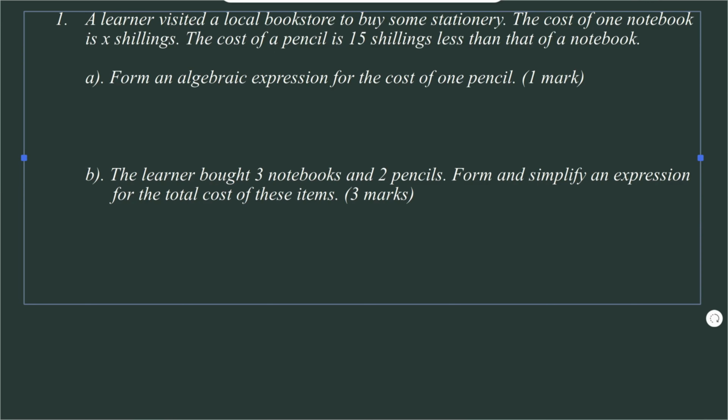1. A learner visited a local bookstore to buy some stationery. The cost of one notebook is X shillings. The cost of a pencil is 15 shillings less than that of a notebook. A. Form an algebraic expression for the cost of one pencil. 1 mark. B. The learner bought 3 notebooks and 2 pencils. Form and simplify an expression for the total cost of these items. 3 marks.